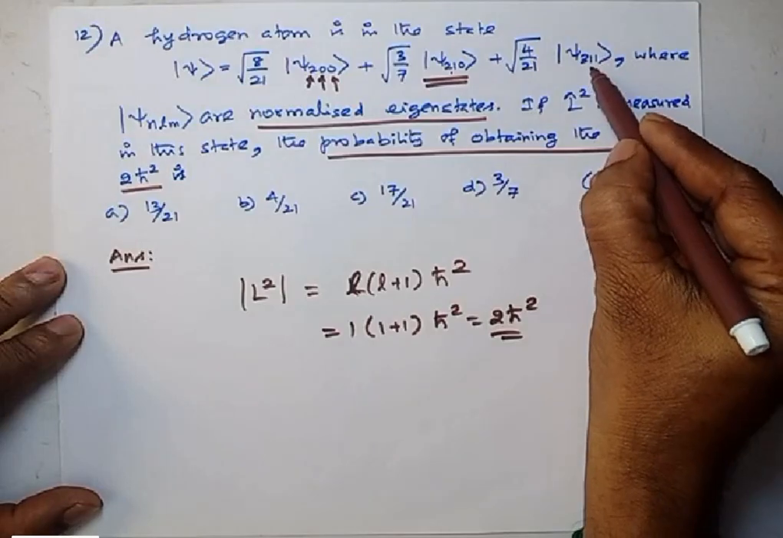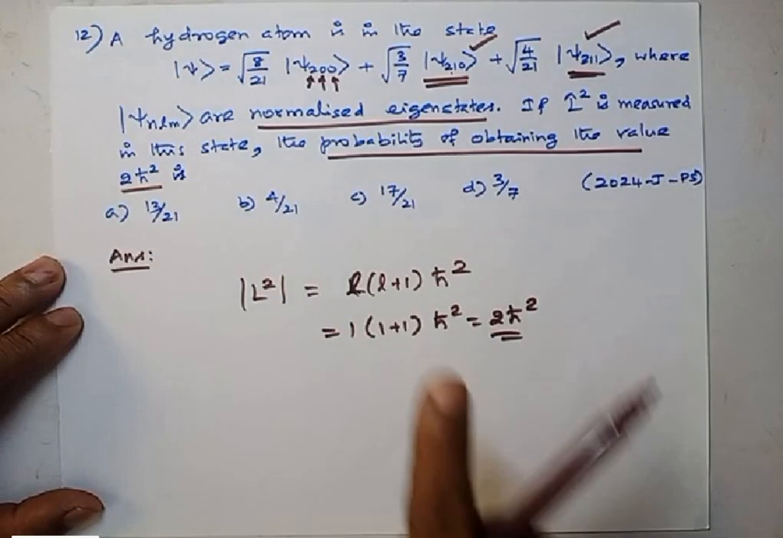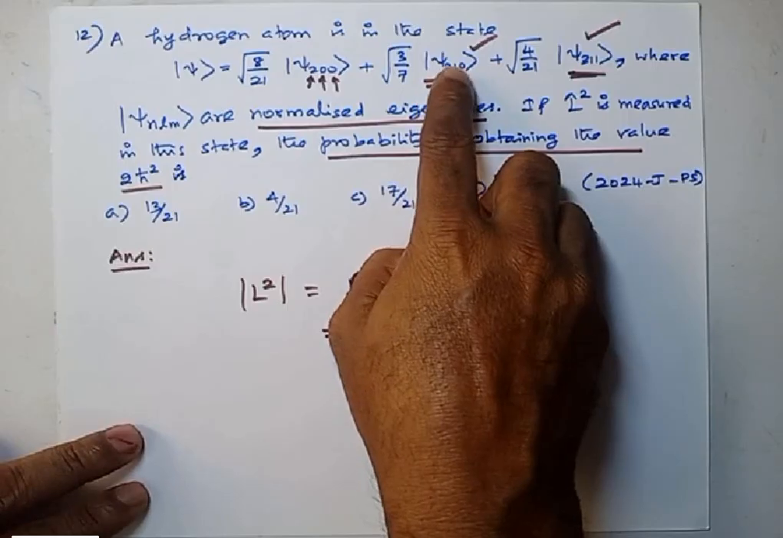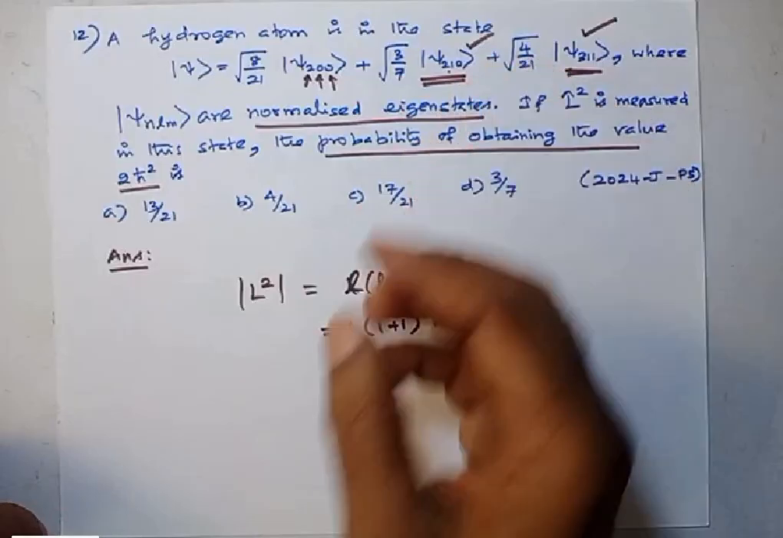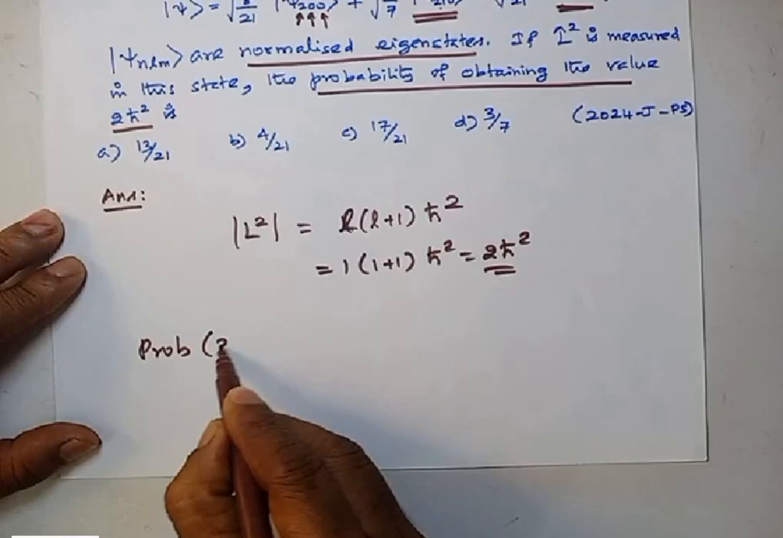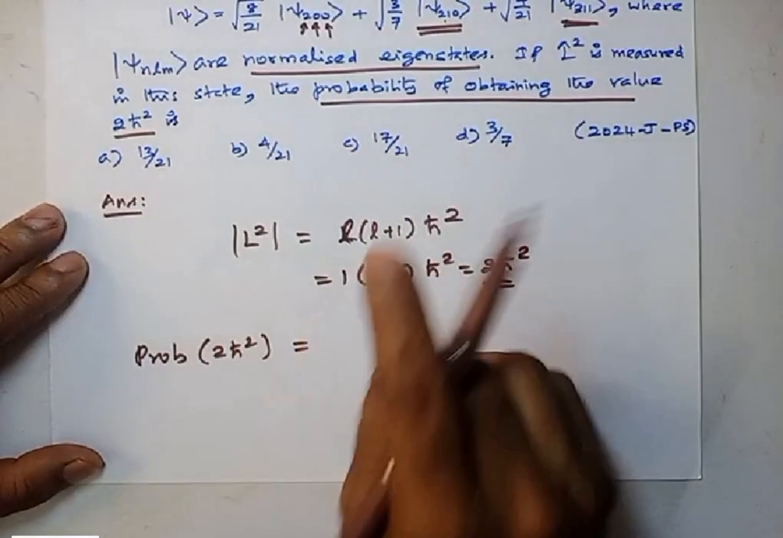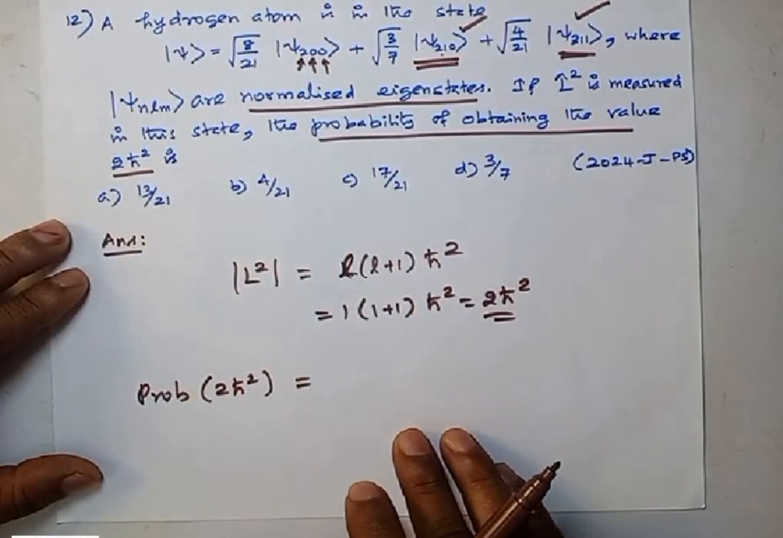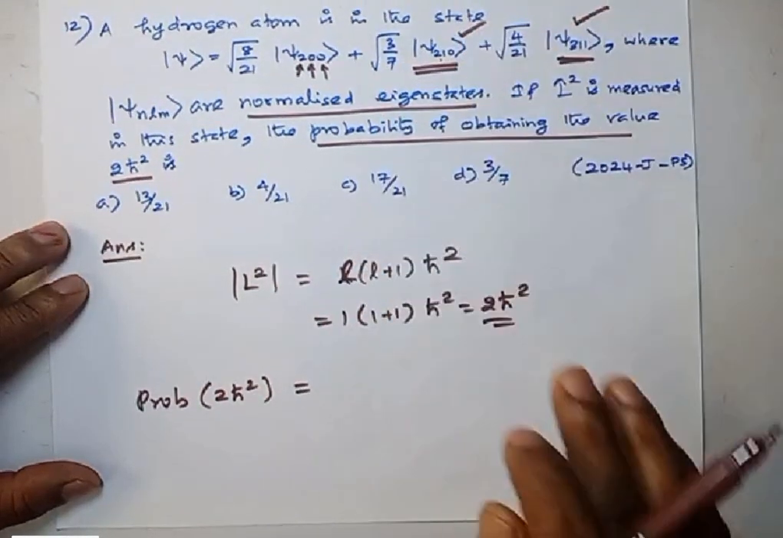And what about this? Here also l equal to 1. So this state also will give me 2 h cross square for L square. If I measure L square on this state, this will give 2 h cross square. This will also give 2 h cross square. Now, what is the probability of obtaining 2 h cross square? The probability of getting 2 h cross square for L square measurement is very simple. You need not consider this state because it does not give 2 h cross square. Only these two states, that is 210 and 311, will give 2 h cross square.